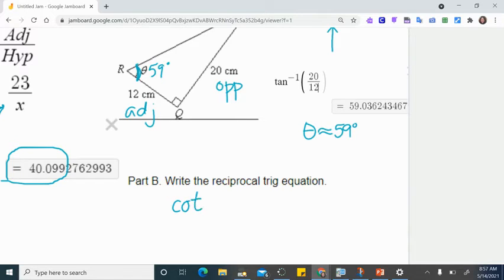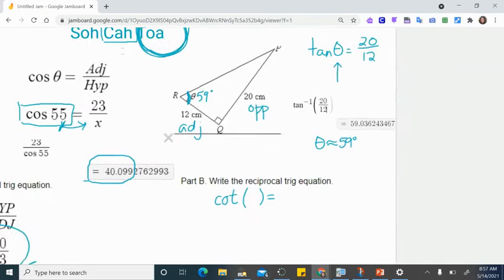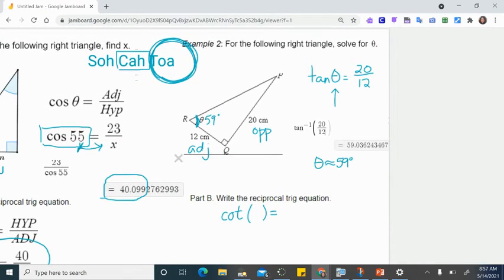Now remember, cotangent means flip your ratio. So normally it's opposite over adjacent for tangent. Cotangent will be adjacent over the opposite. We got to put our angle in there, 59.